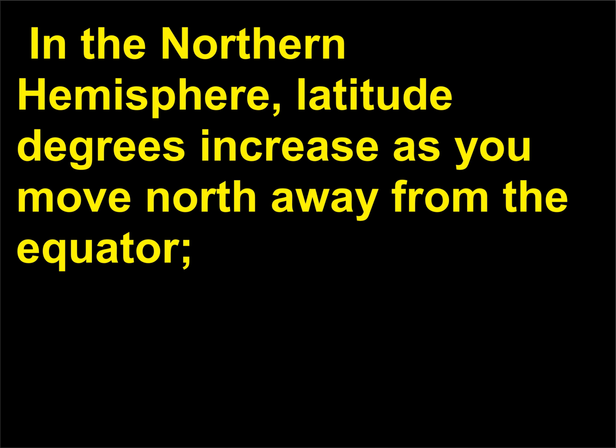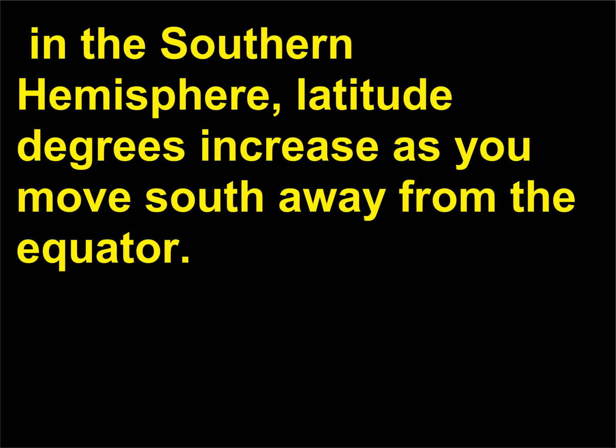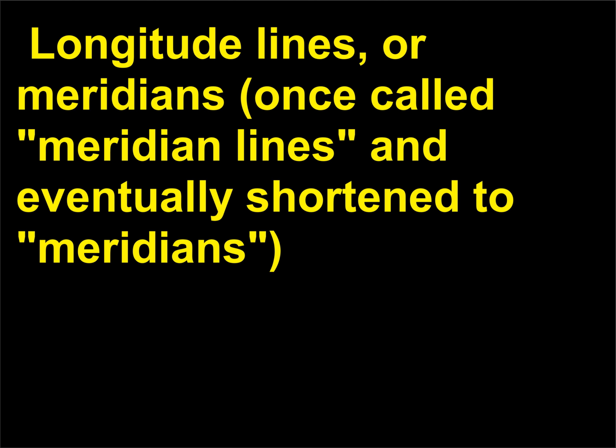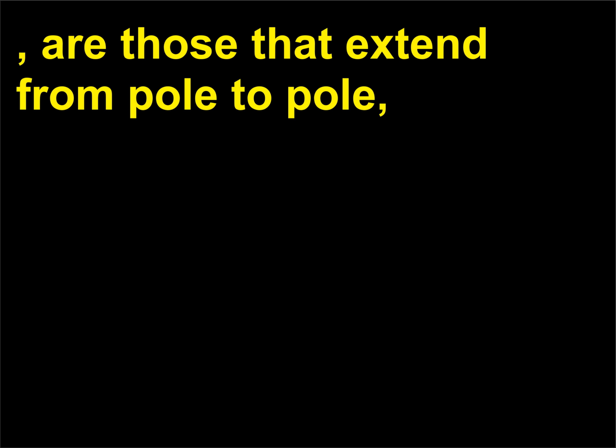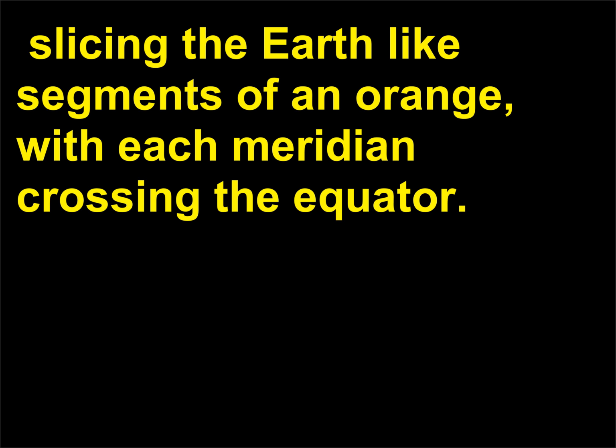In the Northern Hemisphere, latitude degrees increase as you move north away from the equator. In the Southern Hemisphere, latitude degrees increase as you move south away from the equator. Longitude lines, once called meridian lines and eventually shortened to meridians, are those that extend from pole to pole, slicing the Earth like segments of an orange, with each meridian crossing the equator.